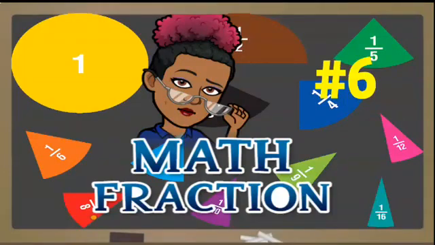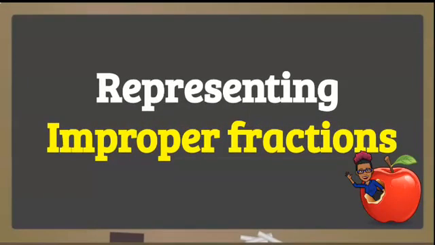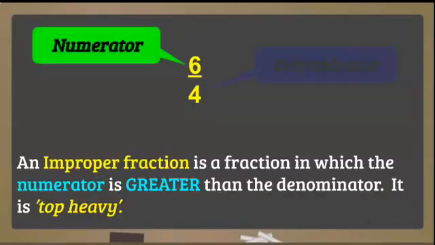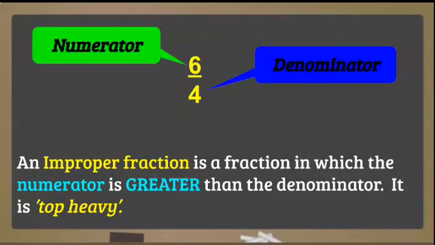Welcome to Math Fraction Series Lesson number 6, representing improper fractions. An improper fraction is a fraction in which the numerator is greater than the denominator, and it is said to be top-heavy. And we can see that our numerator 6 is greater than our denominator 4.